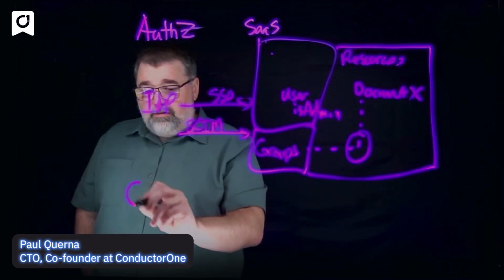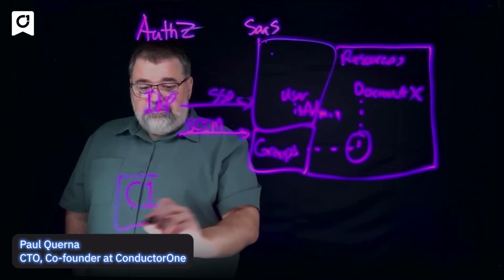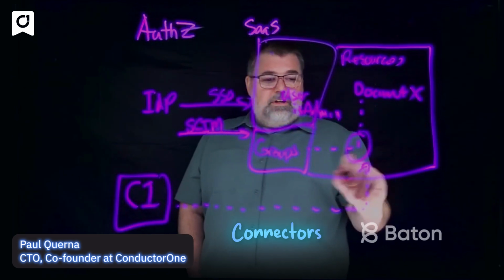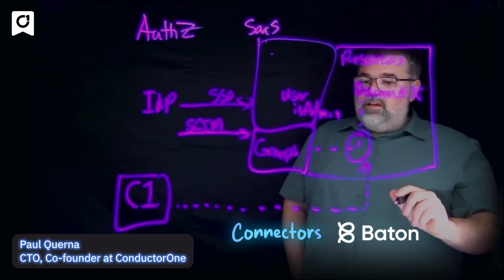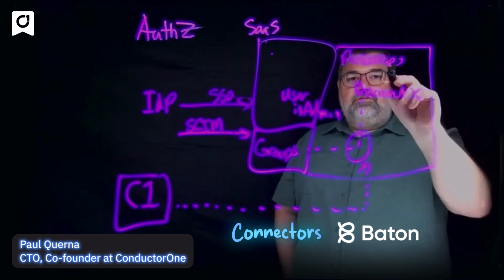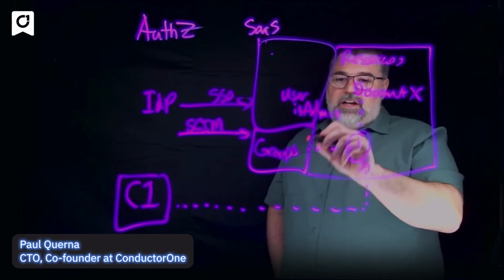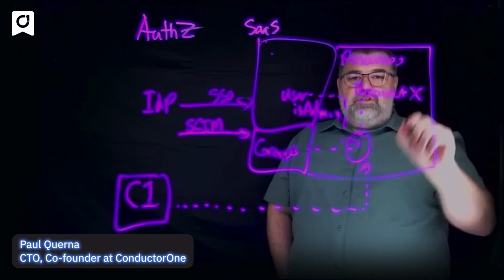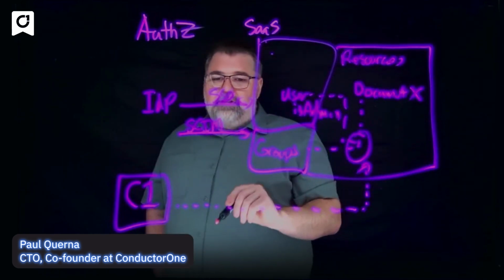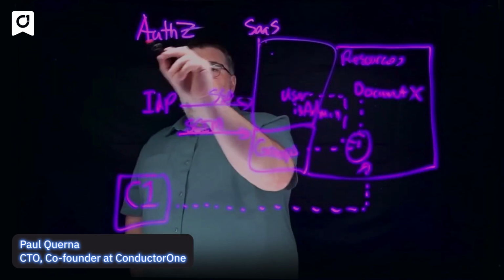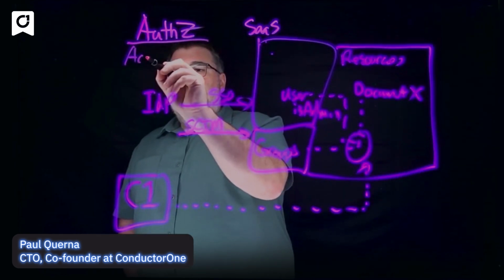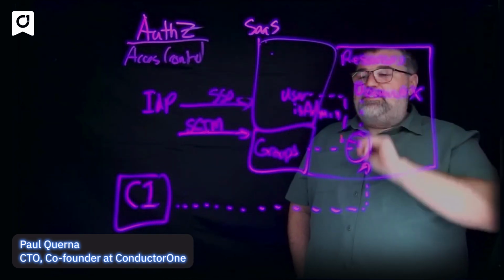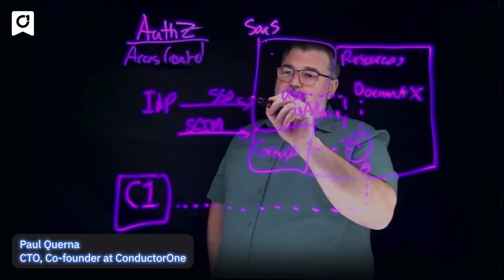So here at ConductorOne, this is one of the things we built. We built a whole bunch of connectors, which we call our Baton connector ecosystem. And they will go out and look at the resource tree in an application, find the bindings, whether it's a user binding or a group binding or other identity binding into the resource tree of an application, and pull them into ConductorOne so that we can provide authorization and access control over objects in a downstream SaaS application that you cannot control access to with SSO or SCIM alone.